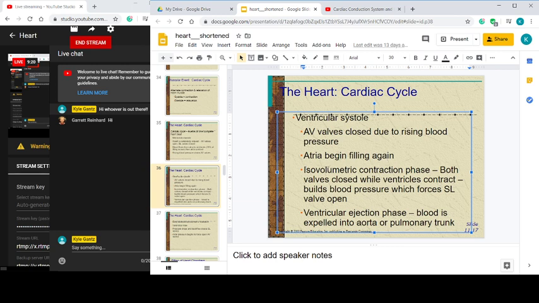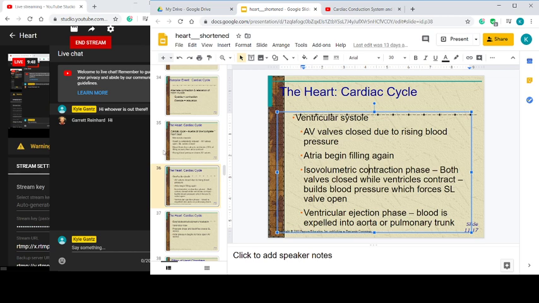And then we have the isovolumetric contraction phase. Look, isovolumetric. Iso generally means something really doesn't move, and then we have volume. So we don't have movement of blood, but we're having some contraction. What it's basically saying here is the ventricle is just building pressure. Both valves are closed while the ventricle contracts.